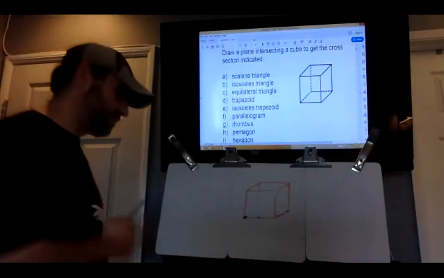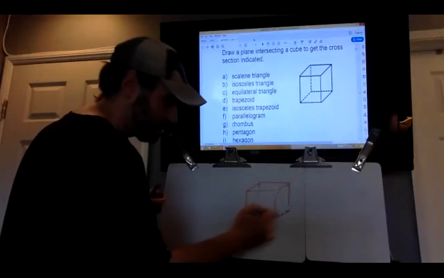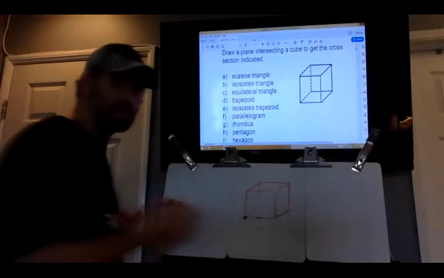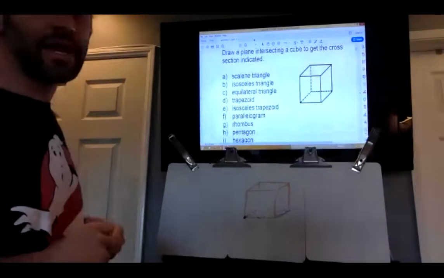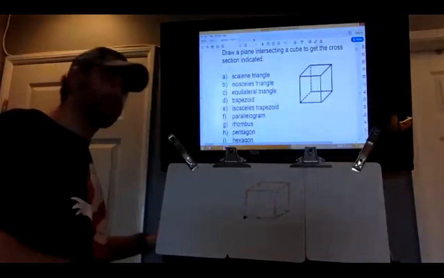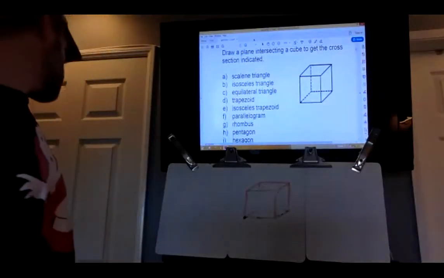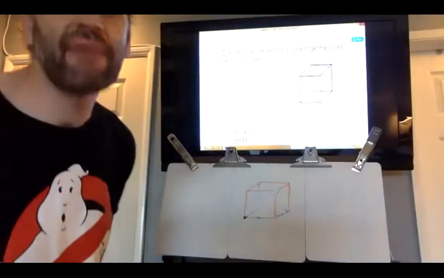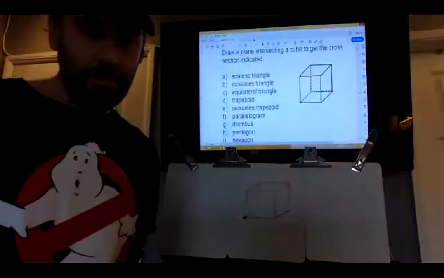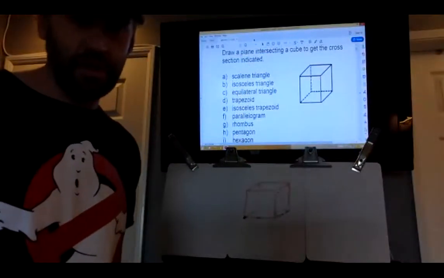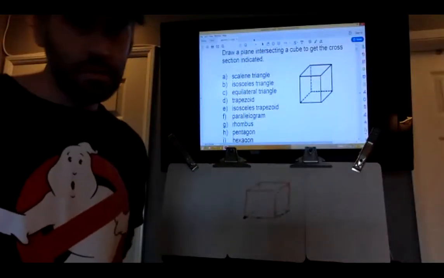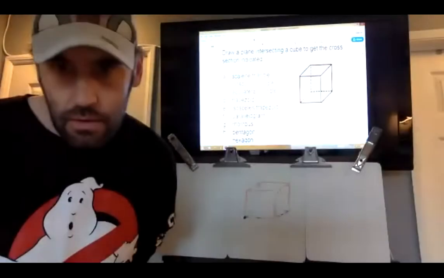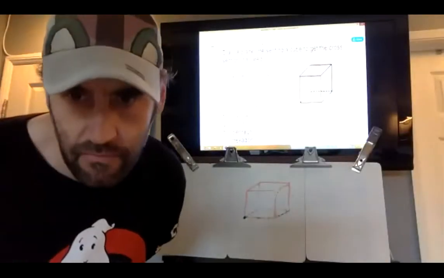Okay, let me fill this in here. Anybody have one? Just a regular trapezoid? Anybody make one? Okay. If you have one that you made on your paper and you want to show it, put it on the video. Yes, I'm cutting through the plane.